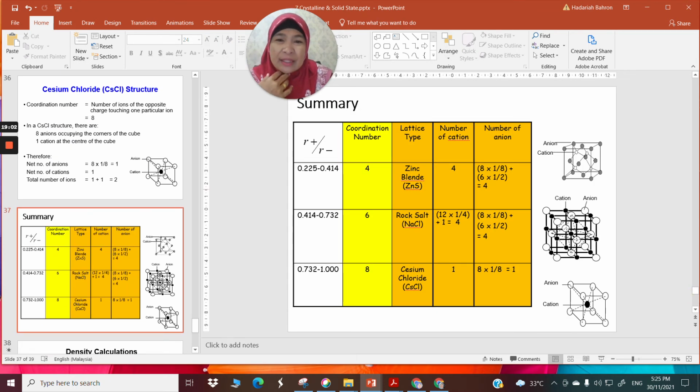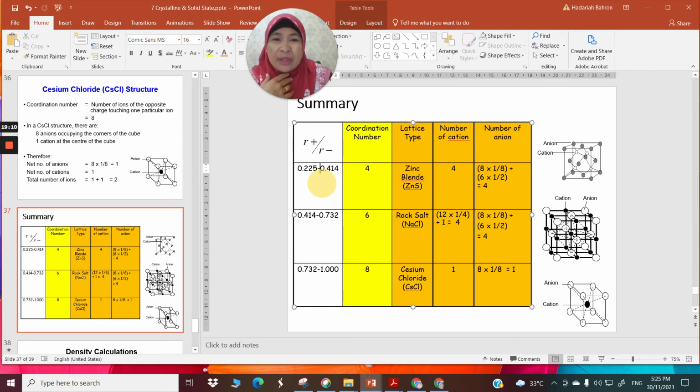So as a summary, when your anion is so much bigger than your cation, you're going to have a zinc blende structure where the coordination number is 4, the number of cations is 4, and the number of anions is also 4.